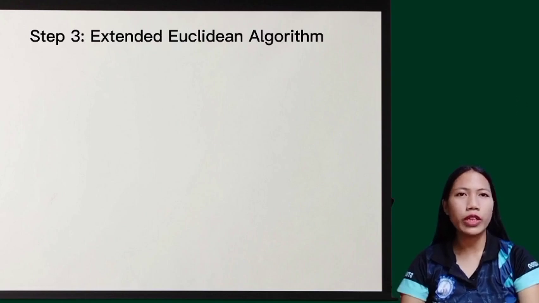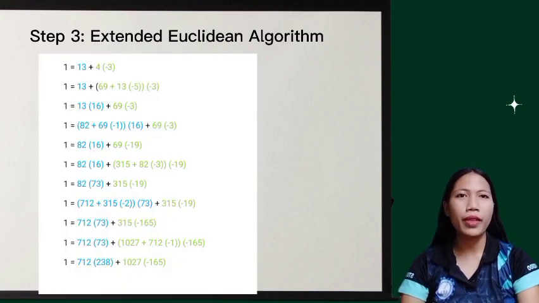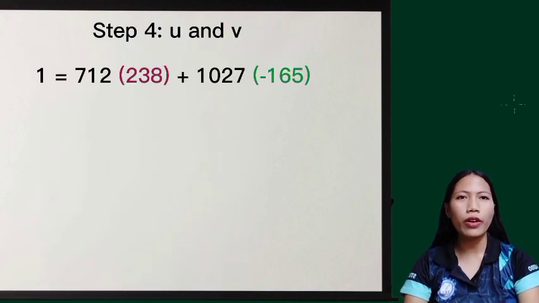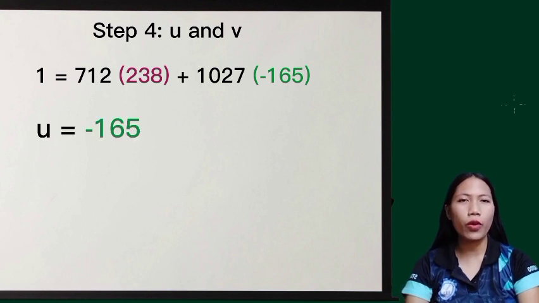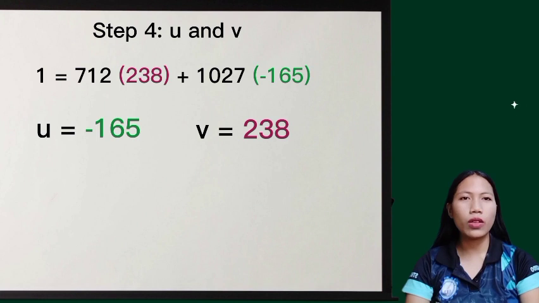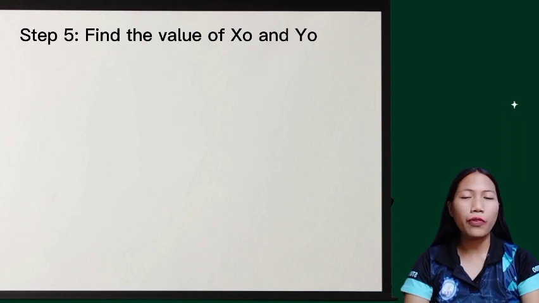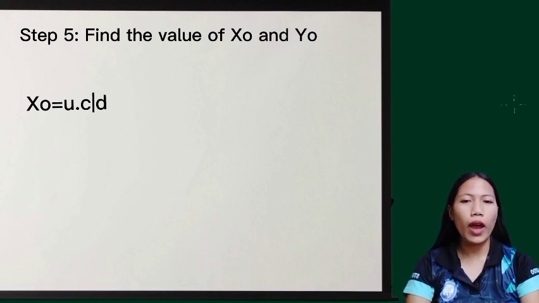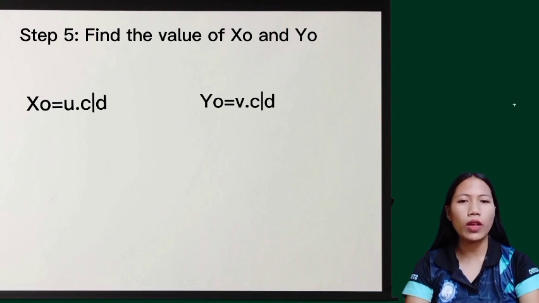And for our step 3, we need to use the extended Euclidean algorithm. And I assume that you already know how to solve using it. So let's proceed to step 4, which is the answer for our step 3. So our u here is equal to negative 165 and the v is equal to 238. So let's proceed to step 5. The formula of step 5 is x sub o is equal to u times c over d, and y sub o is equal to v times c over d.